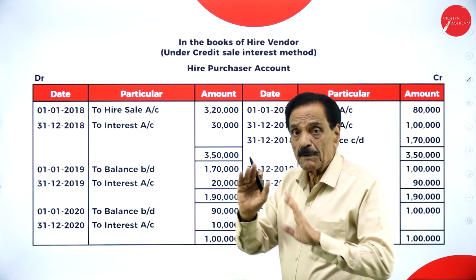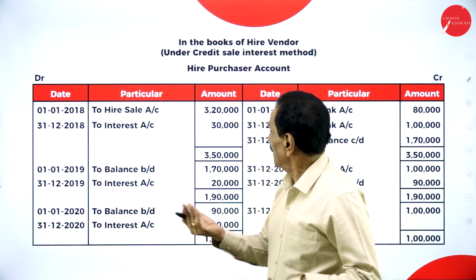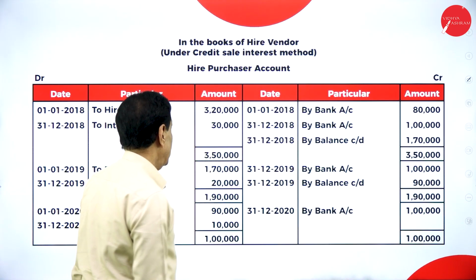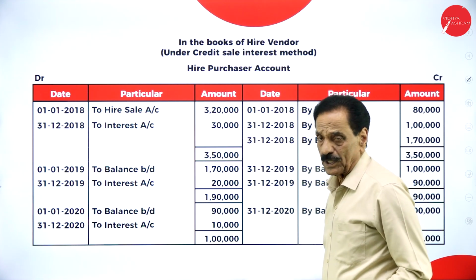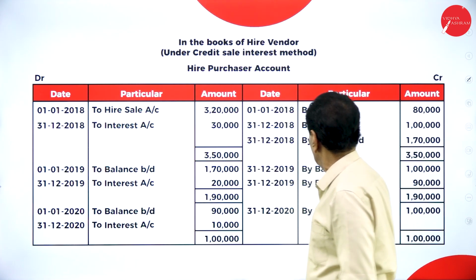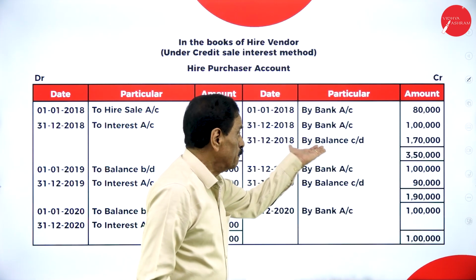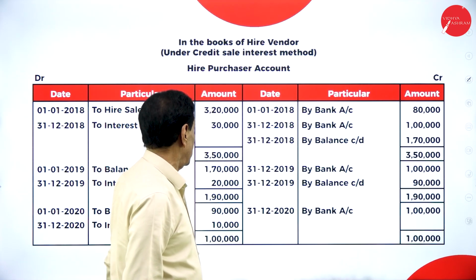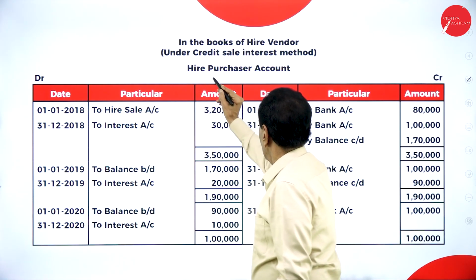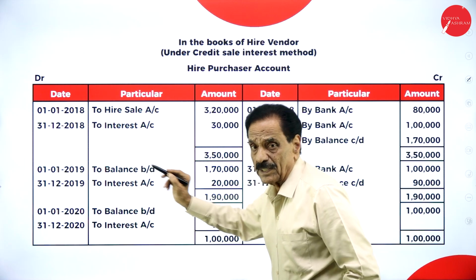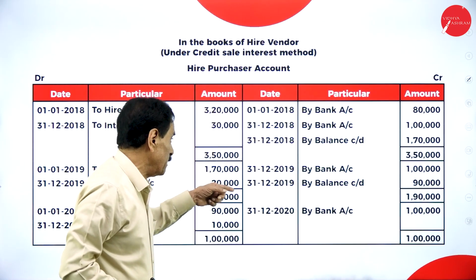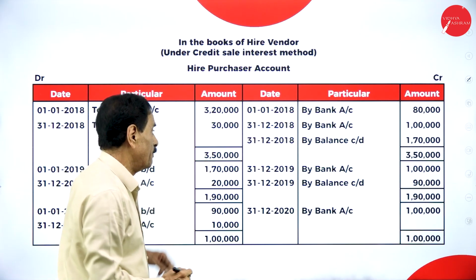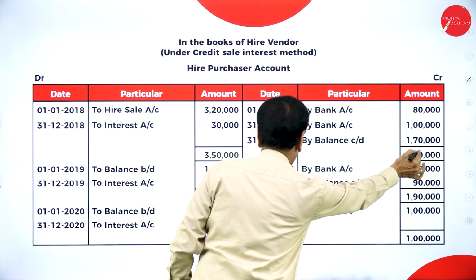Then these all go to the hire vendor, the seller. What we did is hire purchaser. Now we'll go with the hire vendor. So what's the entry? Hire purchaser account debit to hire sales account, 3,20,000. He pays the down payment. Bank account debit to hire purchaser account. Then we charge interest, hire purchaser account debit to interest account. He pays the first installment. Bank account debit to hire purchaser account. Totally 3,50,000. The balance carried down is 1,70,000.